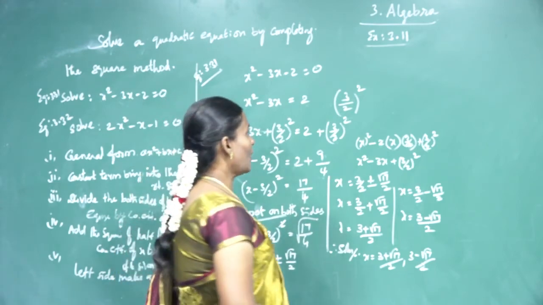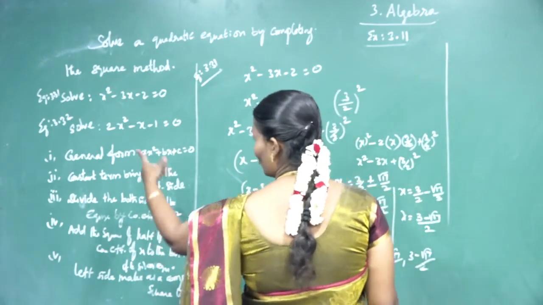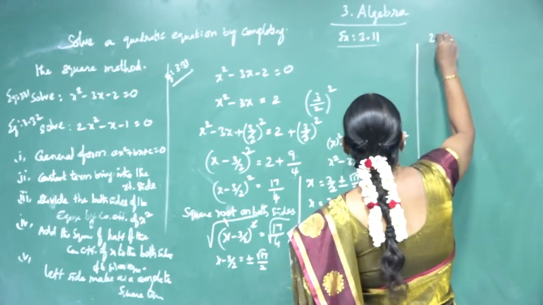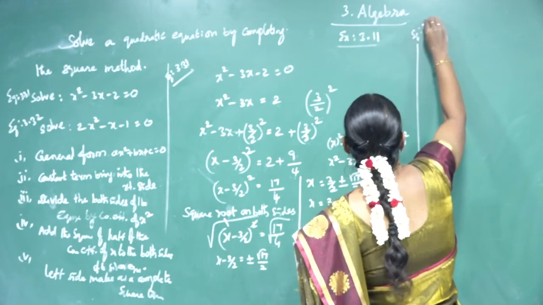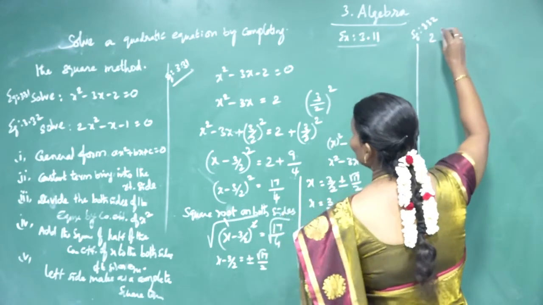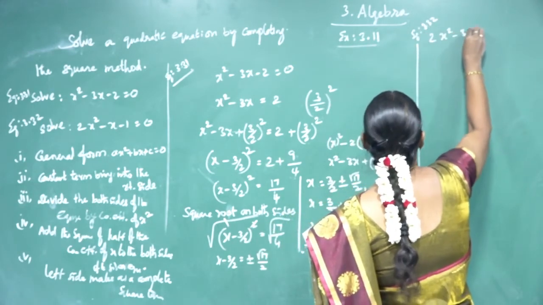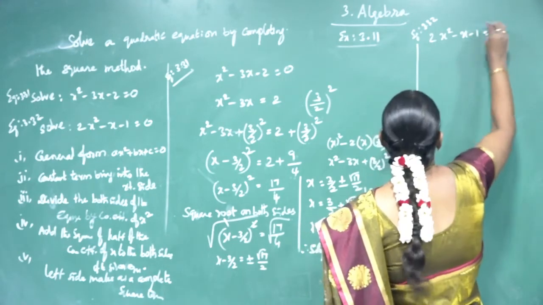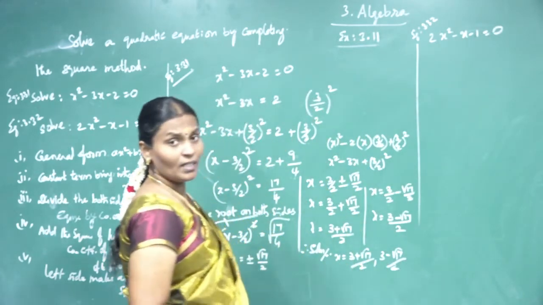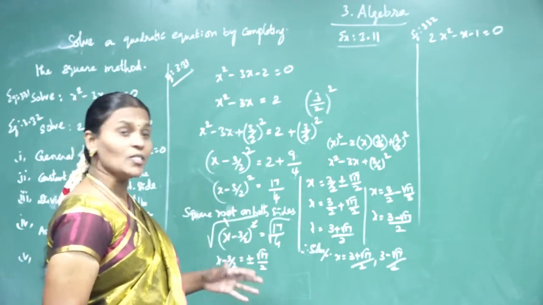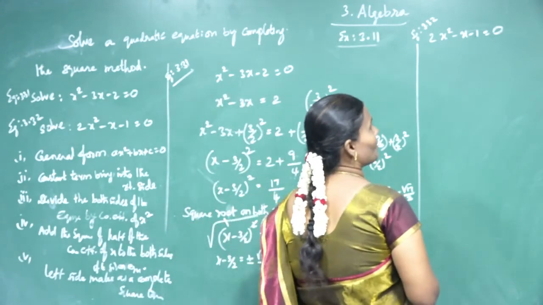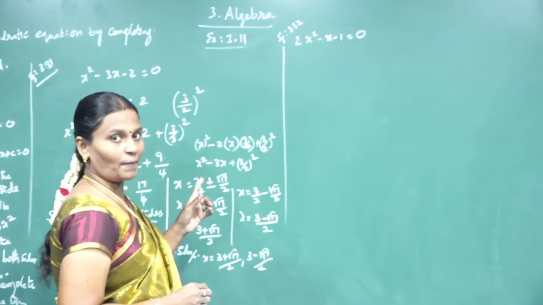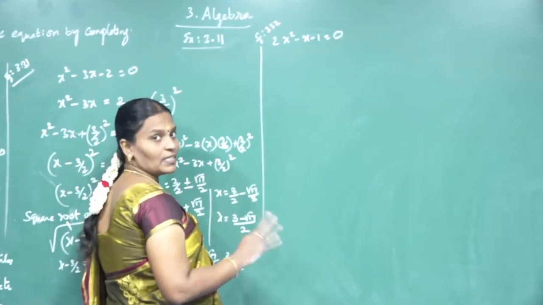Understand, children? Okay. So with the same model, you have to do one more example. Solve Example 3.32: 2x square minus x minus 1 is equal to 0. This is also solved by the completing square method. What is the first step? You have to check whether the given equation is in the general form or not. The given one is in general form.